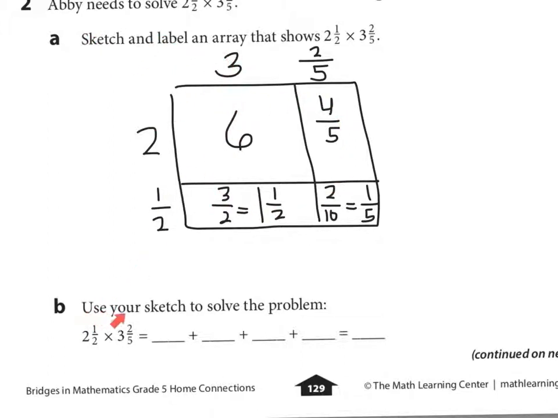Next it says use your sketch to solve the problem. So again, I'm going to write these partial products in the blanks: 6, 4/5, 1 1/2, 1/5.